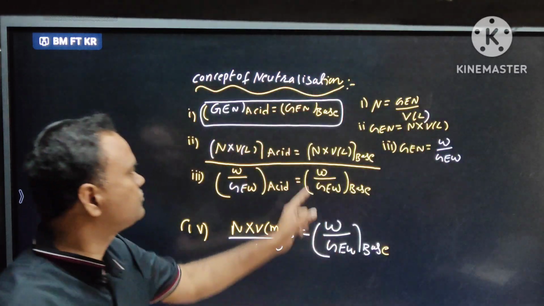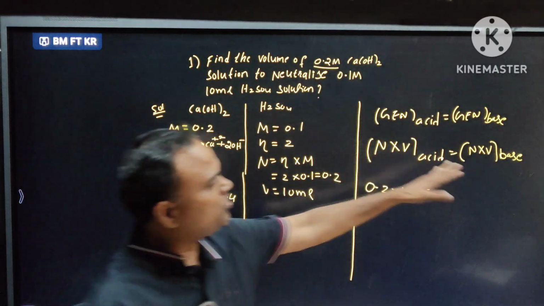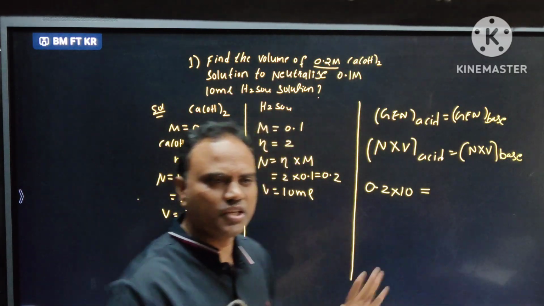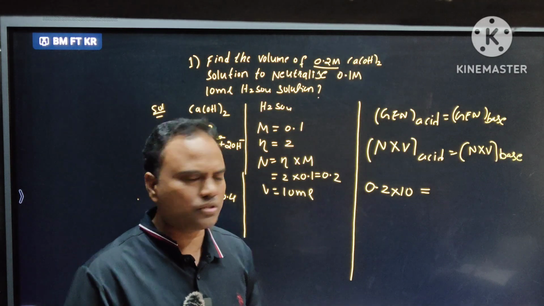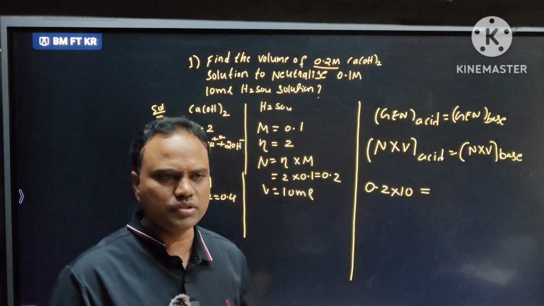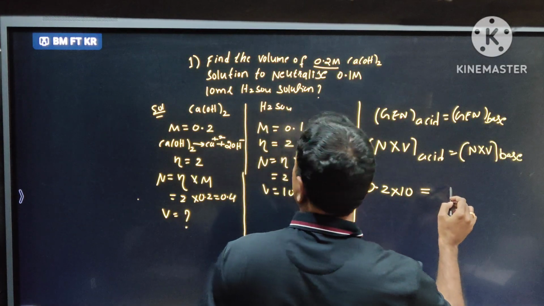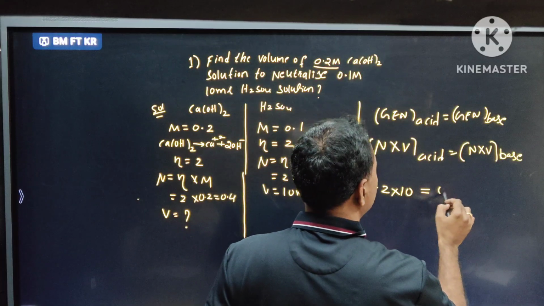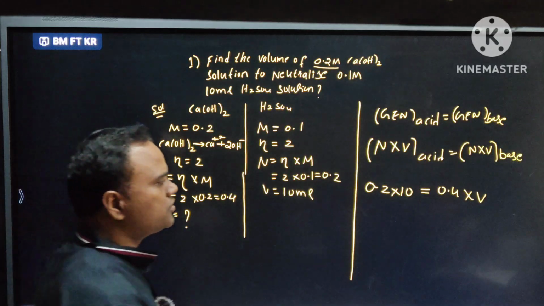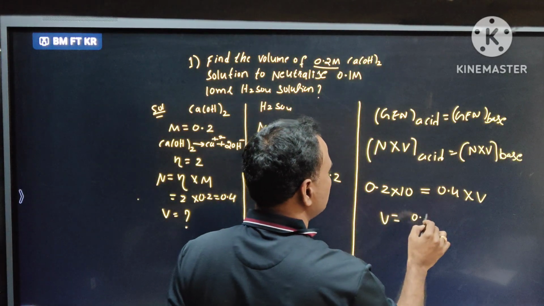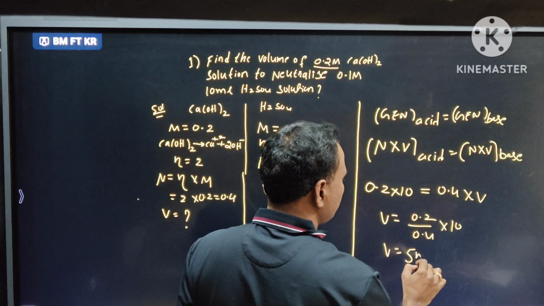But why didn't I convert? Because I would have to convert on both sides, so just take the volume directly. While doing neutralization questions, you need not convert it into liters. You can take the given volume directly. Here N is 0.4 into V, the volume of base. Calculate this. So V is equal to 0.2 by 0.4 into 10, that is equal to 5 ml.